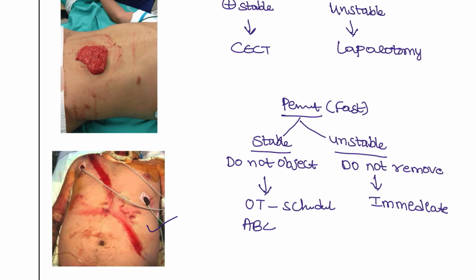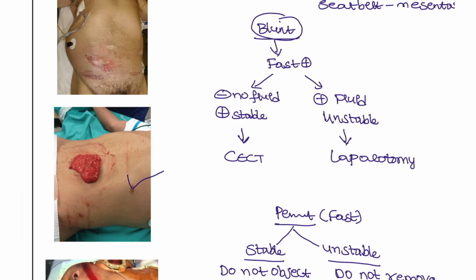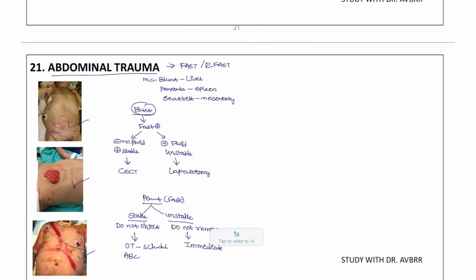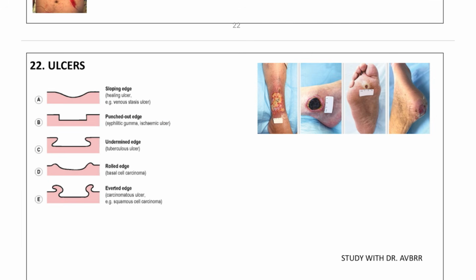Here you can see this is a seat belt injury, this is the penetrating, and this is the blunt trauma. This is the abdominal trauma protocol.